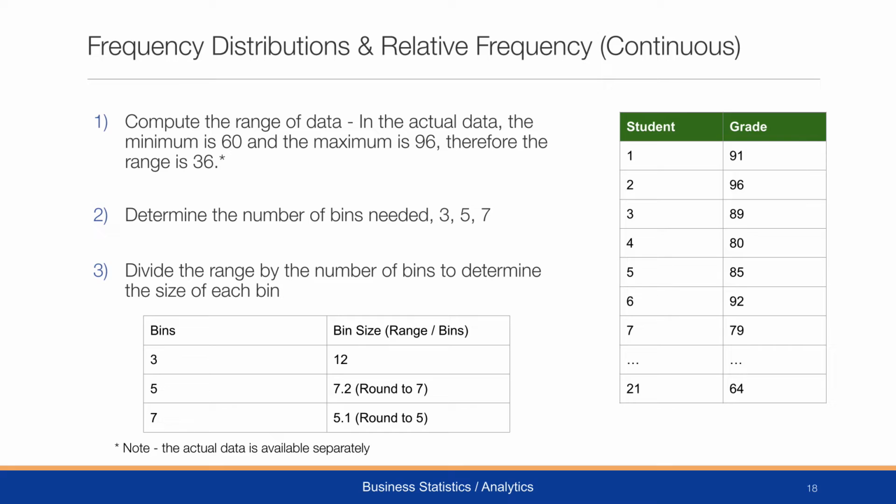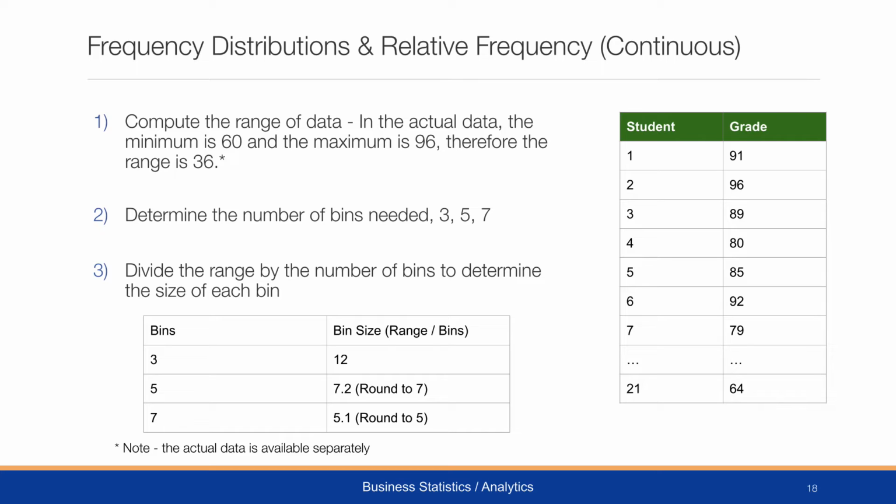In this example, we're going to compute the range of the data. In the actual data, the minimum is 60 and the maximum is 96. Therefore, the range is 36. Again, the data is available for you separately. Make that available, and you can use that. Again, with our Excel video, you'll have that.